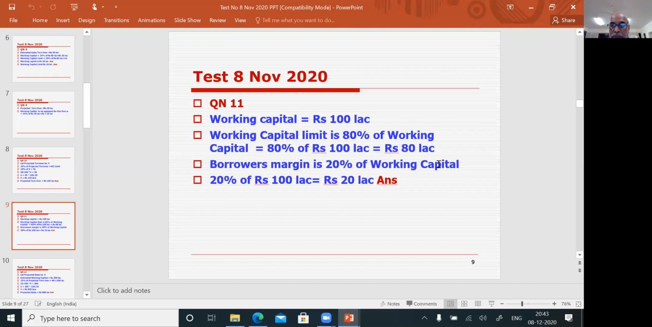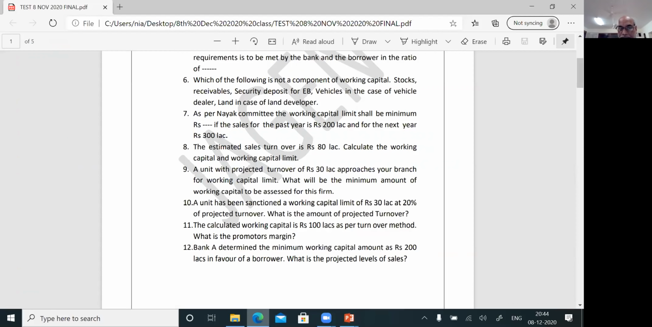100 lakhs is the working capital. The borrower's margin is 20% of the 100 lakhs, which is rupees 20 lakhs. So for question number 11, the promoter's margin is rupees 20 lakhs. Okay, question number 12, we will see.